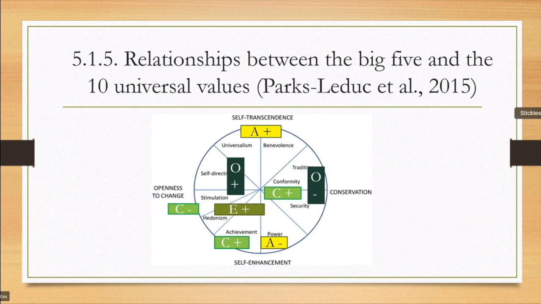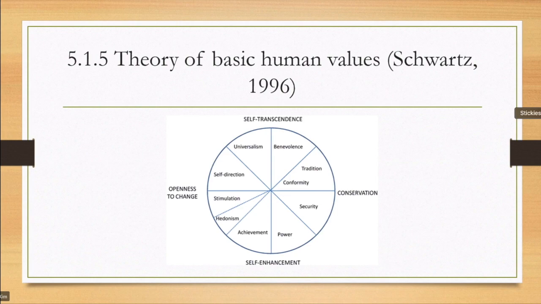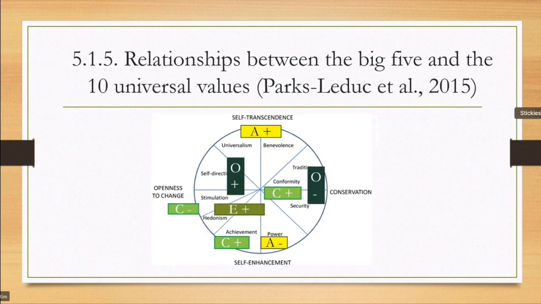Here we go. Relationship between the Big Five and the 10 universal values. Universal values are just this matrix. You just have to understand that, by Schwartz's theory, you have the 12 values, and obviously to a certain degree you have those values or you don't. Also very important is that on the opposite sides of the circle are the opposite values. Then this is how it basically works.